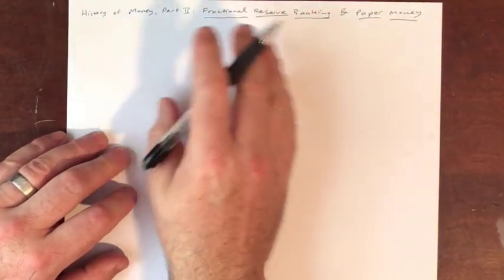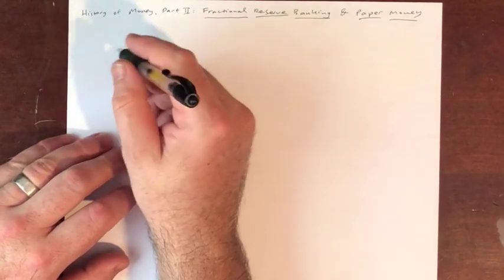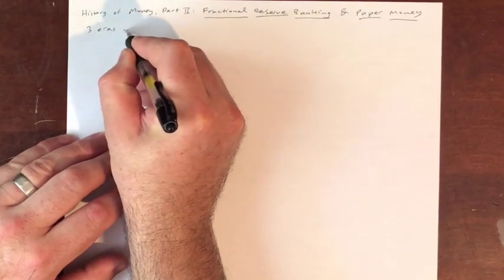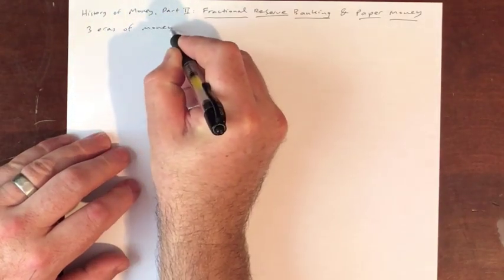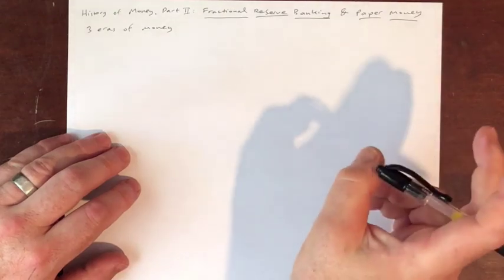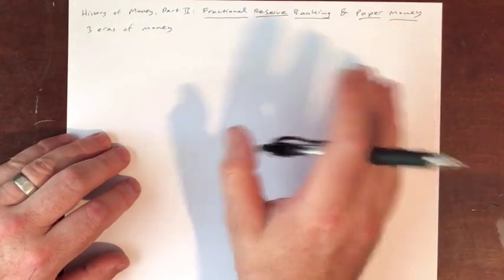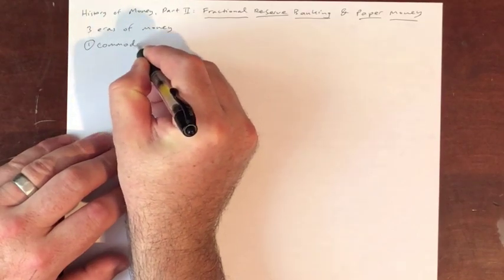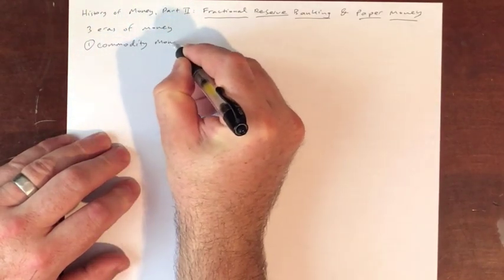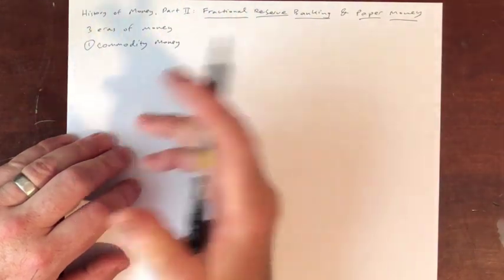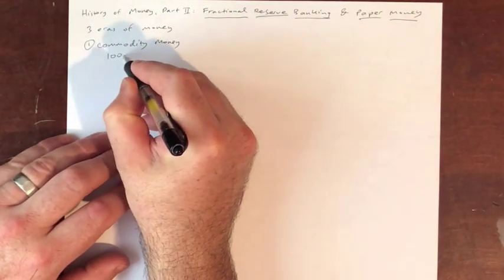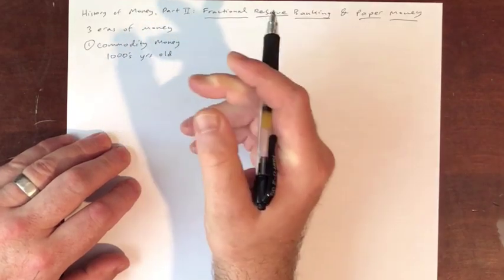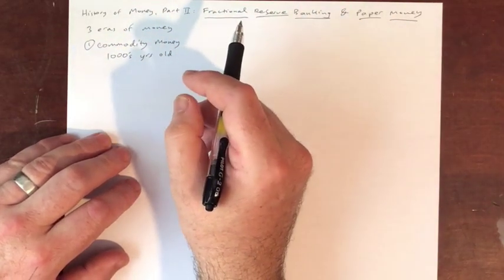All right, so we began in the first lecture by talking about the first of our three eras of money. So we're gonna pick up with the second era. The first era is the commodity money era. Commodity money, like I said, is many thousands of years old. It predates history, in fact, written history.